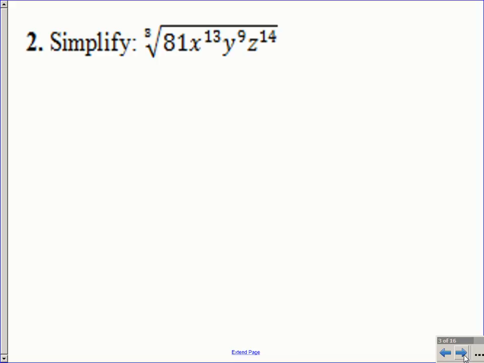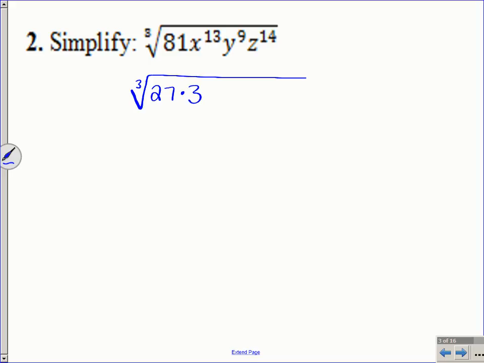Okay, number 2 asks us to simplify the cubic root of 81, x to the 13th, y to the 9th, and z to the 14th. So again, looking at all of those numbers, hopefully you recognize that they are not all perfect cubes. In fact, 81 is not a perfect cube. So we are going to rewrite this cubic root using factors of these terms that are. So using your orange perfect power sheet, hopefully you found a factor of 81 that is a perfect cube, and it happens to be 27. So we can break 81 up as 27 times 3, because that's how you get the 81.